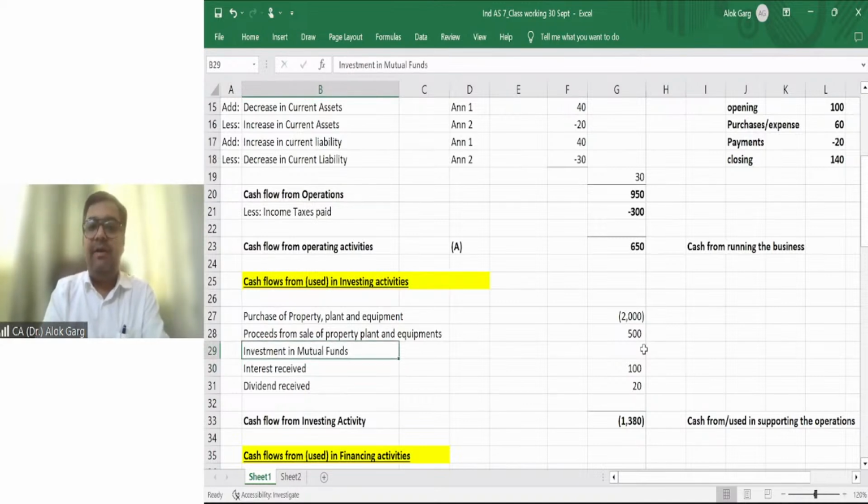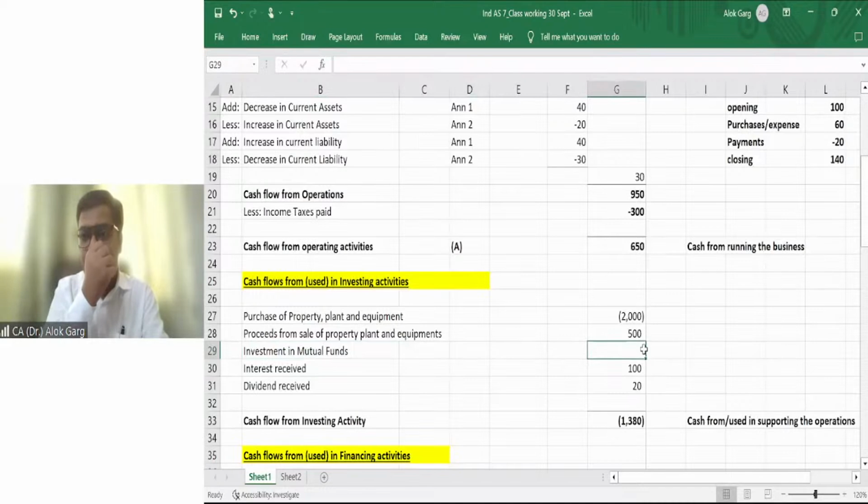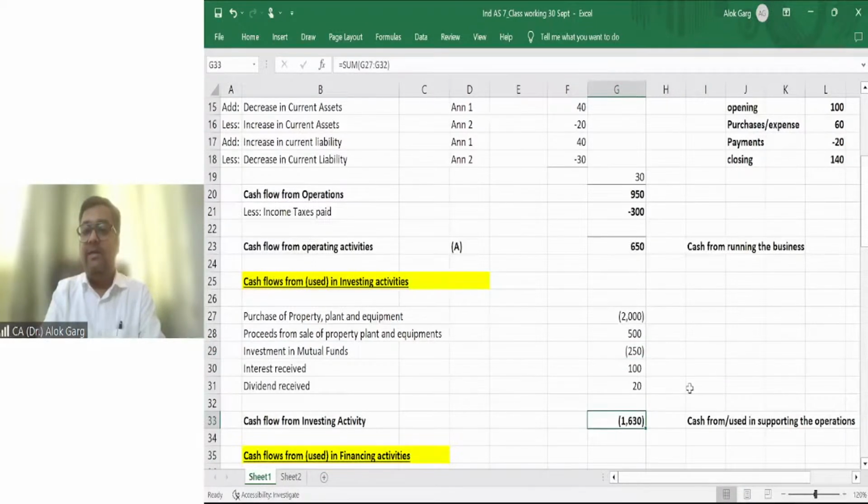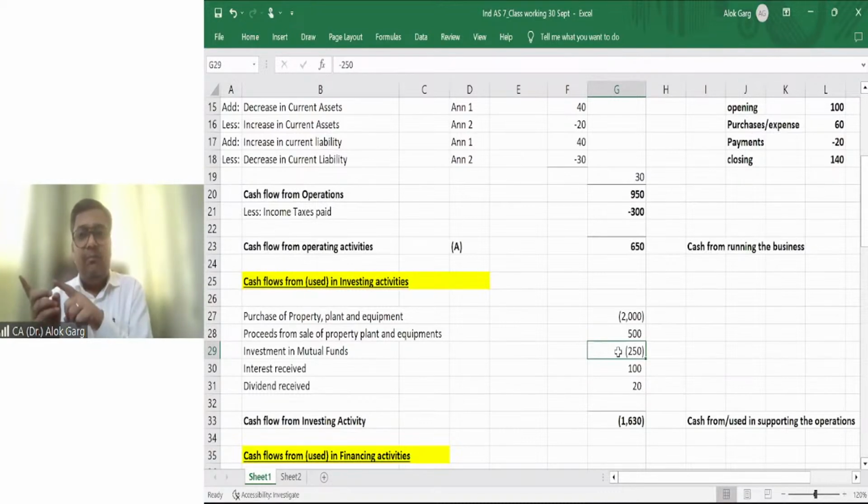Since the company has generated money from operations and has invested in mutual funds of, let's say, 250 crores, this will be minus 250. Again, it becomes negative by 1630. So friends, why has the company invested in mutual funds? Because the company has surplus money, and by investing in mutual funds, the company will earn a yield, right?